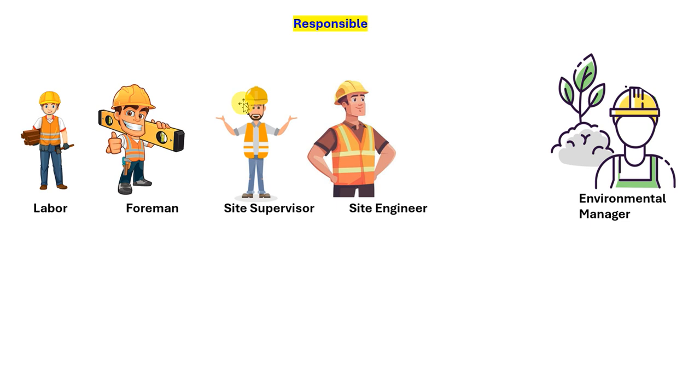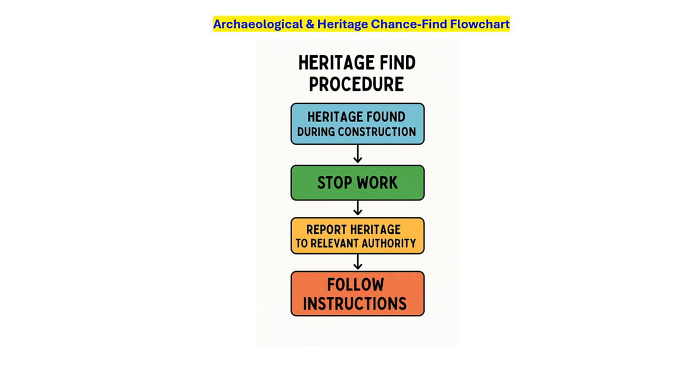This is the responsible team of the site, which contains labor, foreman, site supervisor, site engineer, and an important one is the environmental manager. And in the last slide, we have the archaeological and heritage chance find flow chart. So we have the heritage find procedure. If heritage is found during construction, we stop the work, then report the heritage to the relevant authority, and follow the instructions given by the client of the site.